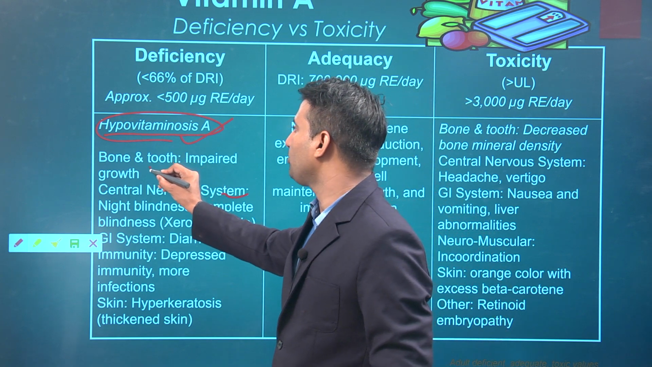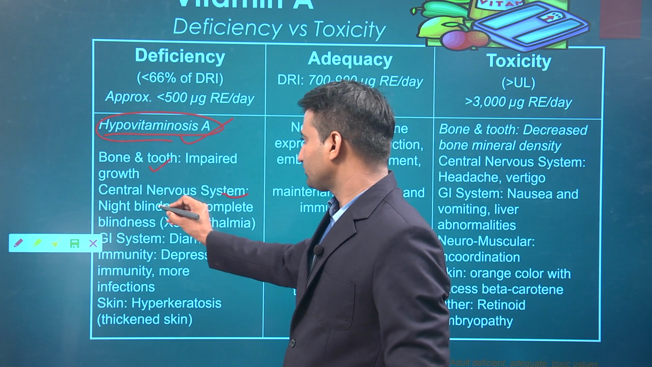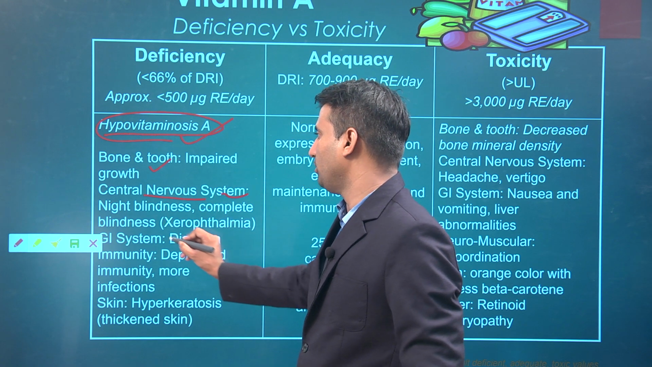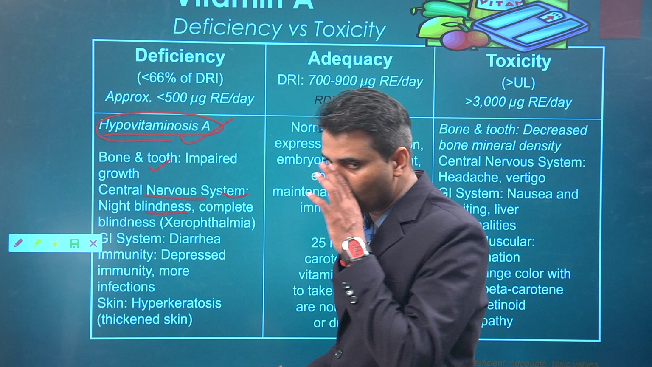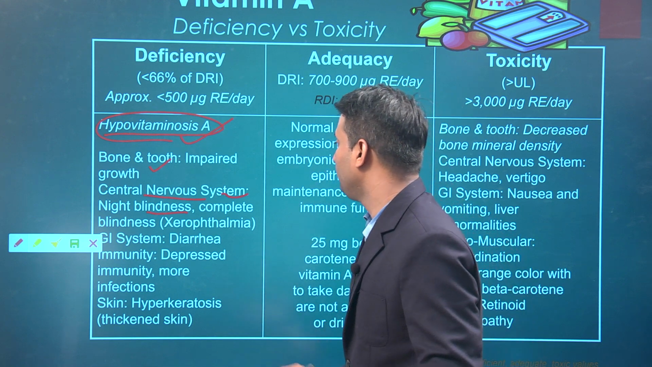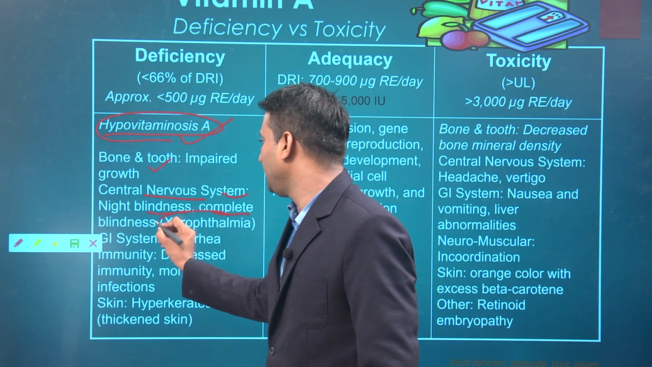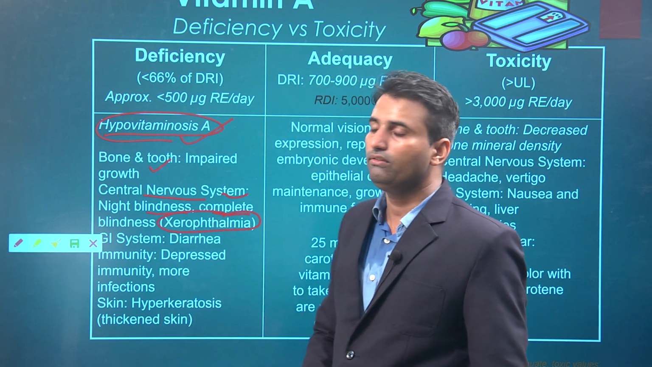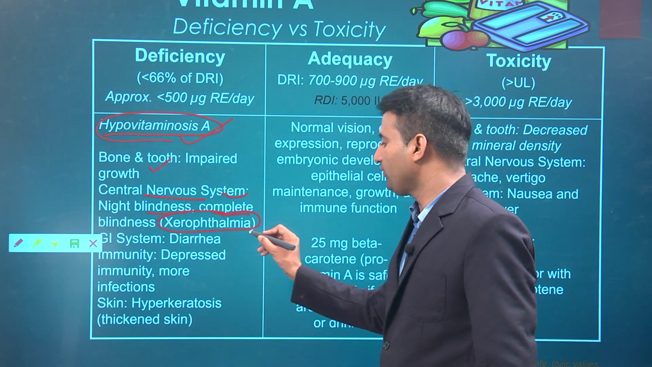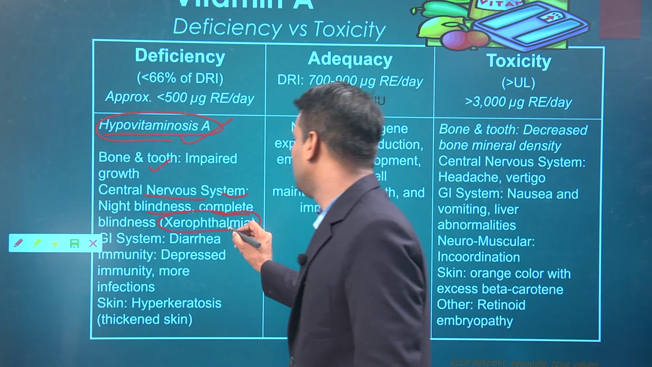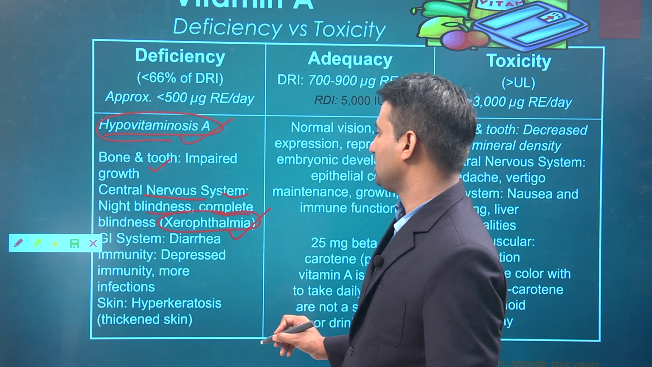First, it has a problem with the bone and tooth. Then central nervous system problems, and night blindness, which means you are not able to see properly in the evening. Then complete blindness is also found sometimes, and this complete blindness is known by a term called xerophthalmia. So this is the term which you can get in the exam also.